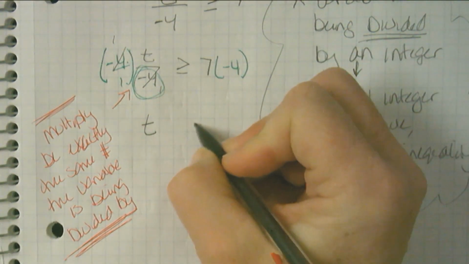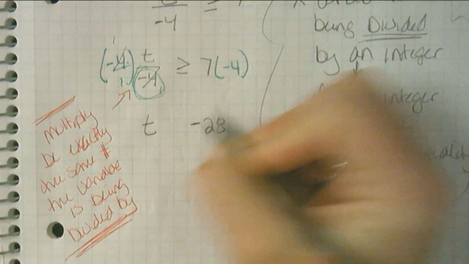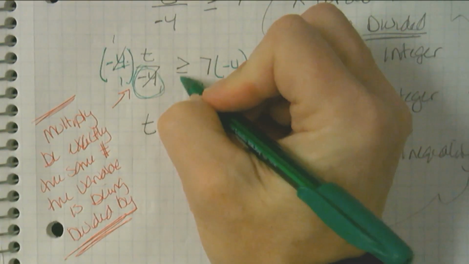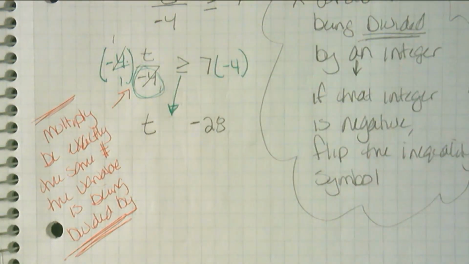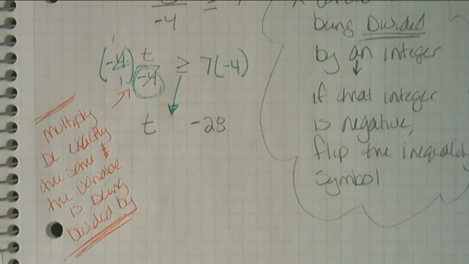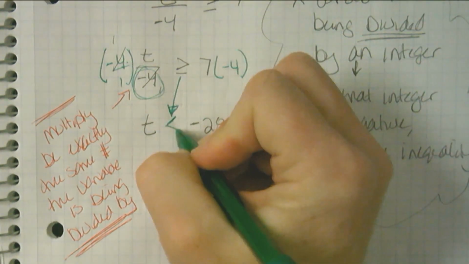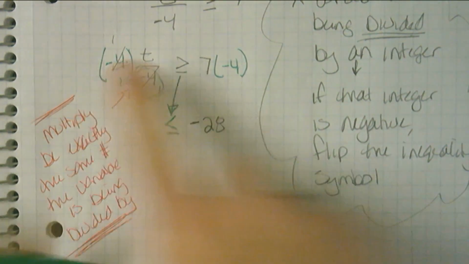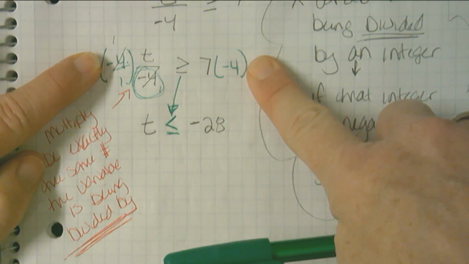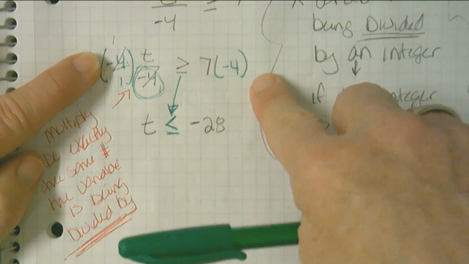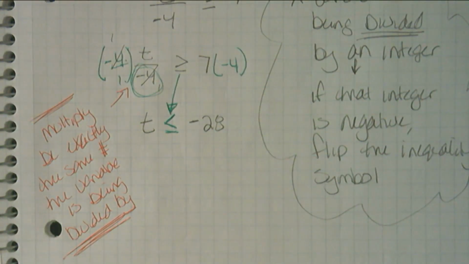Michaela? Negative 28. Now the question is, what do I do with this inequality symbol? Do I flip it or do I not flip it, and why? Aaron? Why? Excellent. I do flip that because I had to multiply by a negative 4 on both sides to get that variable alone. You guys cool with that?